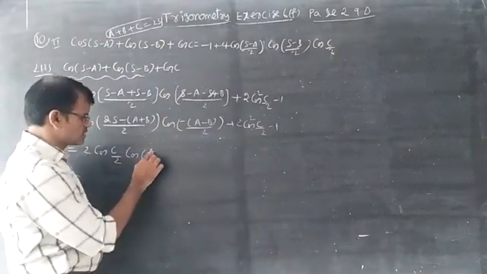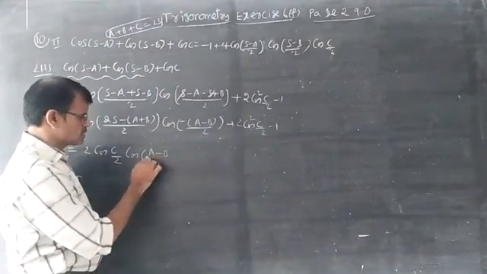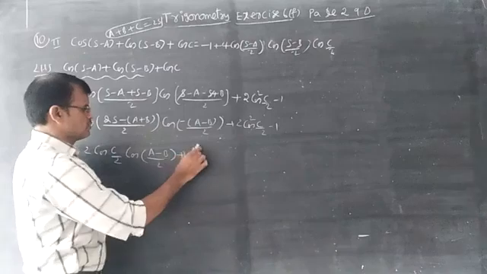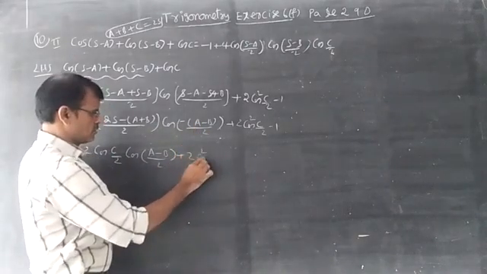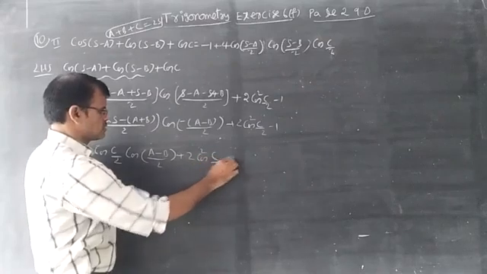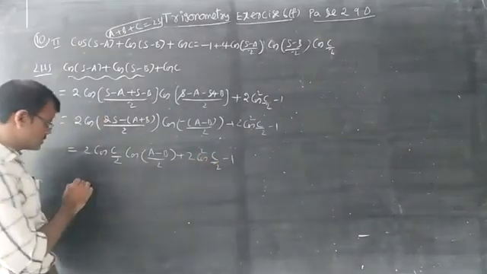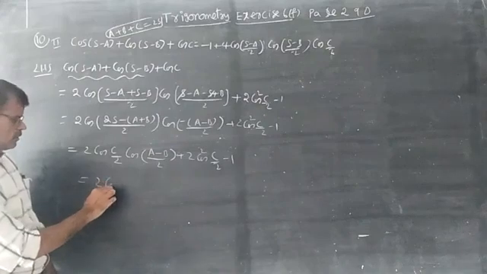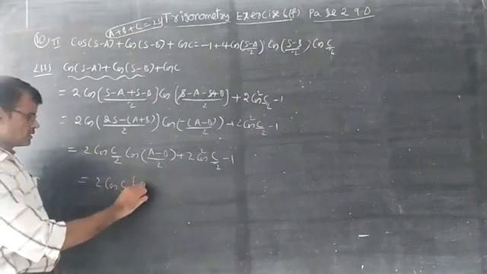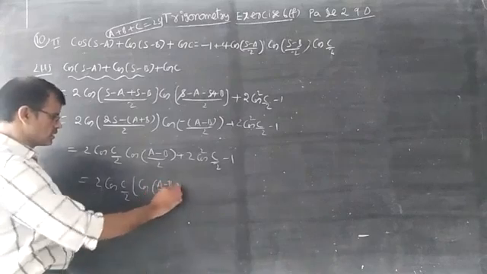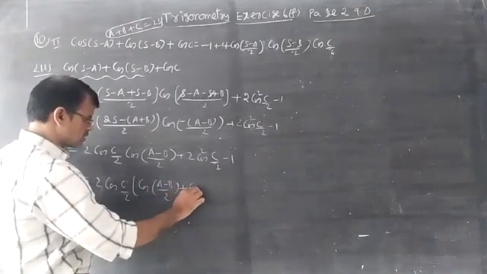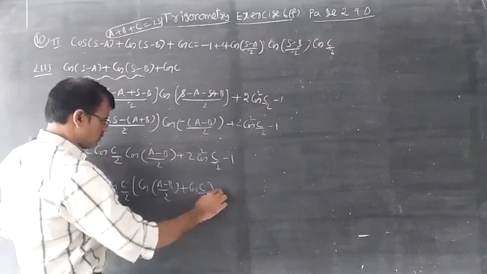Plenty of times you discuss it. Cos of (A − B) by 2 plus 2 cos square C by 2 minus 1. That is equal to, take common 2 cos C by 2 in these terms and write like this: cos of (A − B) by 2 plus cos C by 2, minus 1.